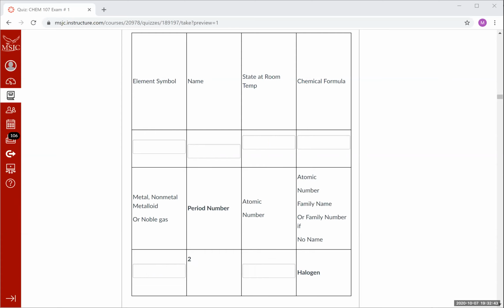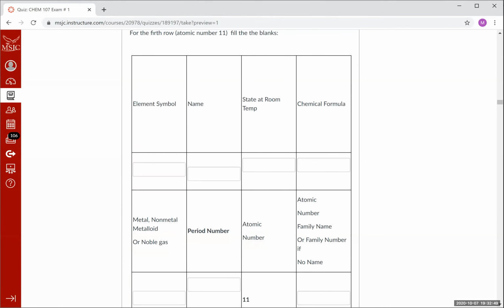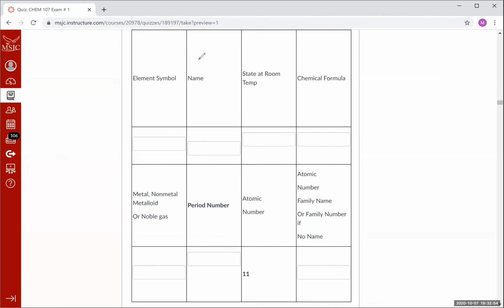So let's discuss the next part. Looking at this next example, we're given that we have an atomic number of 11. What element in the periodic table has an atomic number of 11? Sodium. Sodium, yep, exactly right. So the symbol is Na, the name is sodium. What is the physical state of sodium?